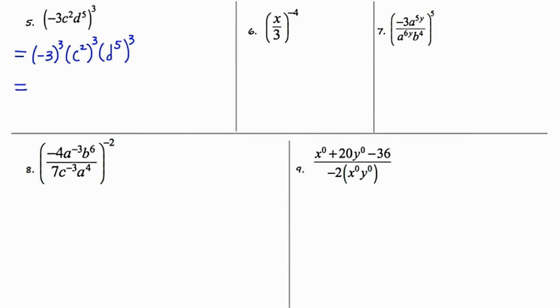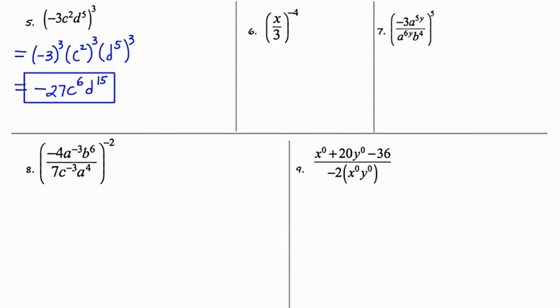Negative 3 cubed is negative 27. C squared to the third is c to the 6th, because when you raise a power to a power you multiply. And d to the 5th cubed is d to the 15th. The trick in these problems for me is just never to go too fast. Just take it one step at a time, there's no rush, and you'll be much less likely to make a careless error than if you were to do multiple things in a single step. That's where the careless errors occur.